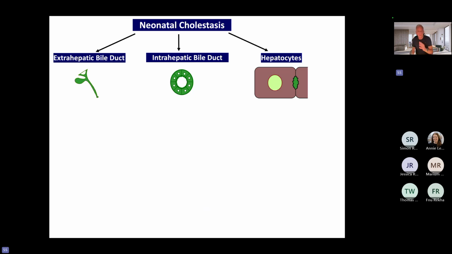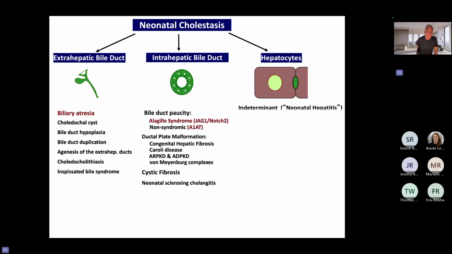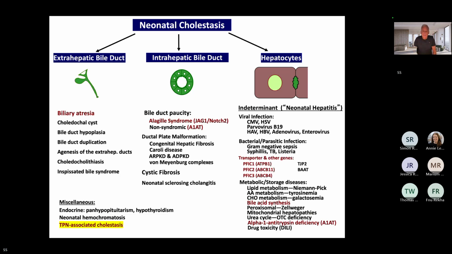So, just to review, again, we have neonatal cholestasis, and now thinking anatomically, we have the extrahepatic bile duct, the intrahepatic bile duct, and the hepatocyte. Biliary atresia, number one. Then in the intrahepatic bile duct, the problems of bile duct paucity. Unique among these disorders is Alagille syndrome. And then we have the much rarer ductal plate malformations.